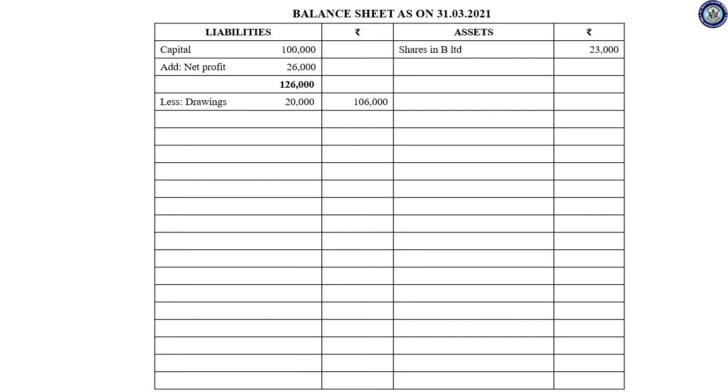Next item, debtors. Write debtors 49,200 in the inner column. First you have to deduct the bad debts, the adjustment item, bad debts 1,200. So write less bad debts 1,200. Then provision, that is the new provision which is given in the adjustment. So less new provision 2,400. The net figure, that is 49,600, in the outer column.